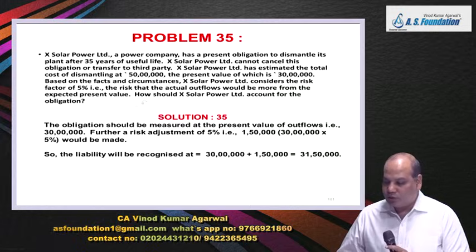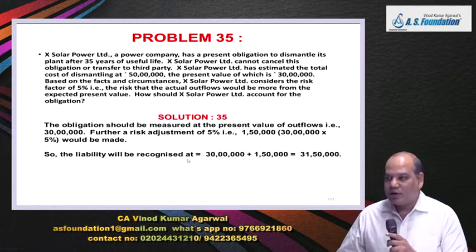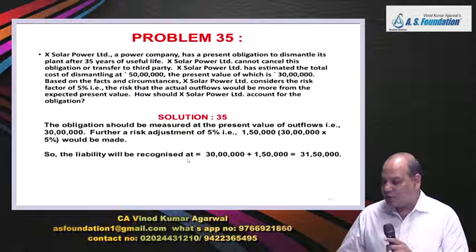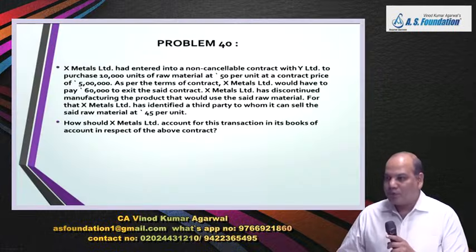So while making an estimation of a provision, one should also take into account the risk and uncertainty. So therefore what they will do, 30 lakh they have already calculated, plus a further risk adjustment of 5%, 1,50,000. So they can recognize a provision of 31,50,000. That is, their estimate can change by 5%.